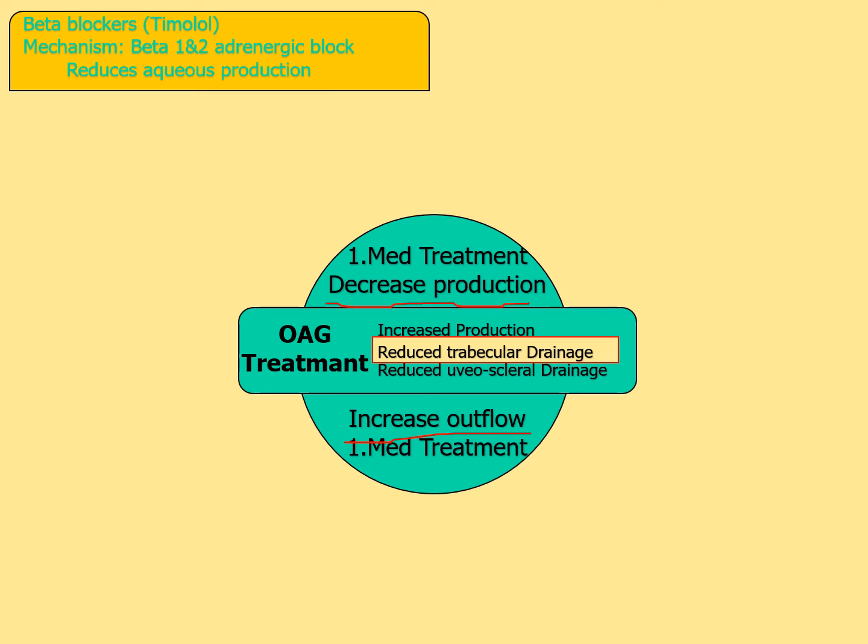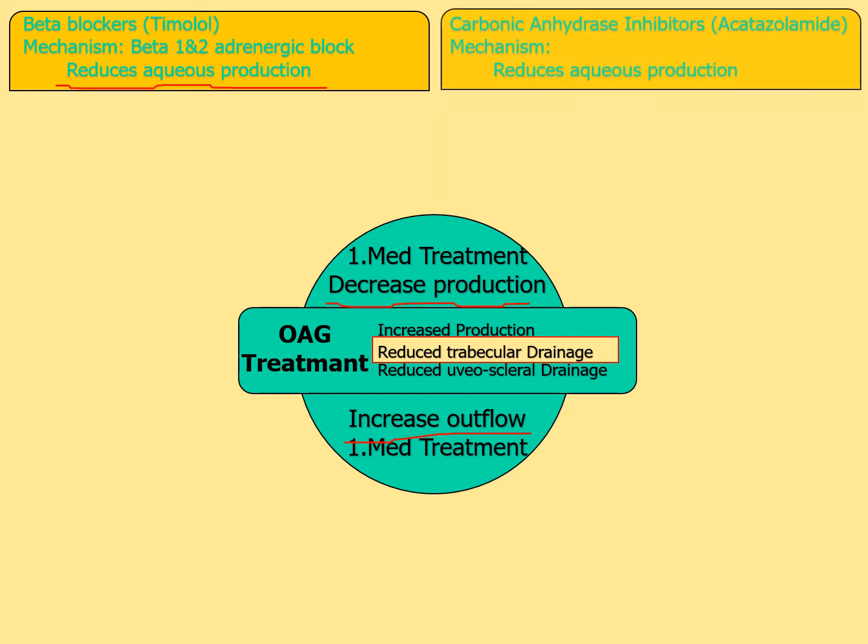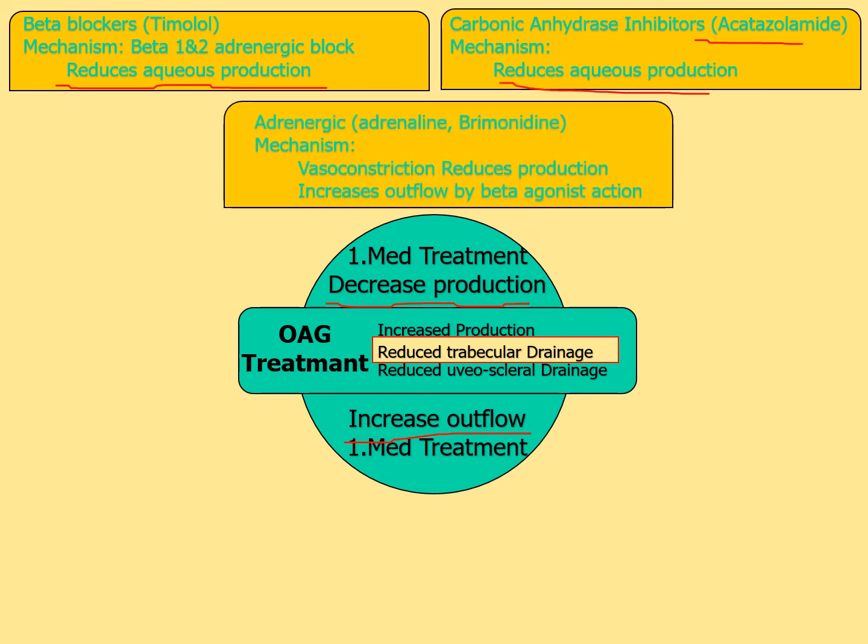One is the beta blockers, like timolol, which is a beta 1 and beta 2 adrenergic blocking agent, and they reduce the production of the aqueous humor. Second is the carbonic anhydrase inhibitors like acetazolamide. The mechanism is it reduces the aqueous production again. And the third one is adrenergic agonists like brimonidine and adrenaline. They cause vasoconstriction to reduce the production, and they also increase the outflow by their agonist action.